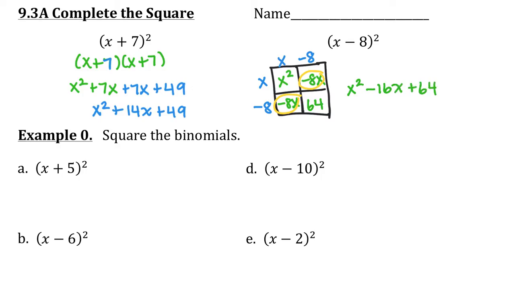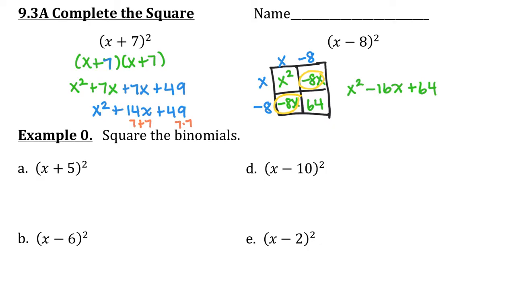Okay, now when you're squaring, there's a pattern. And if you see the pattern, it makes it easier to square them. Okay, so this was x plus 7 squared. I can tell that the last number is 7 times 7. Now the 14 is actually 7 plus 7, which is kind of a nice pattern.